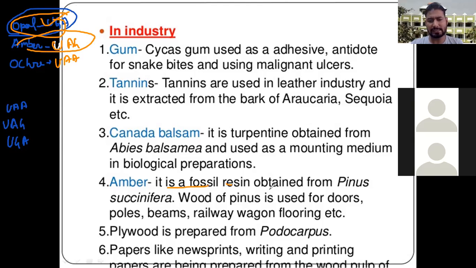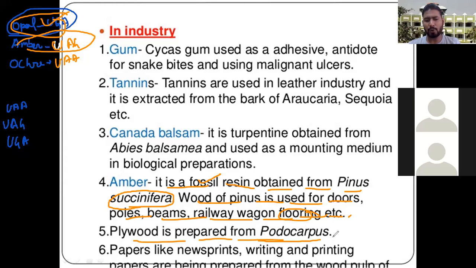Amber is a fossil resin obtained from Pinus succinifera. Wood of Pinus is used for doors, poles, beams, railway wagons, flooring, etc. Flooring means the floor, repair of floors. Pinus is a gymnosperm, and it is also known as a timber yielding plant. Timber yielding means wood yielding plants. Clear? So amber is a type of fossil.